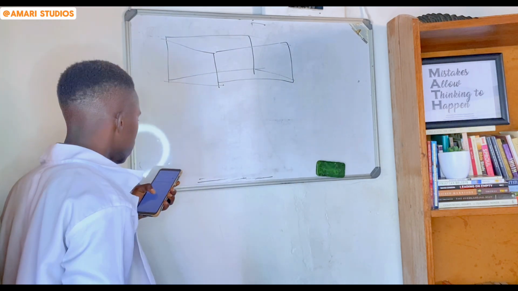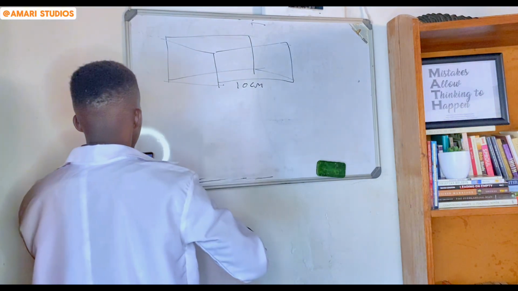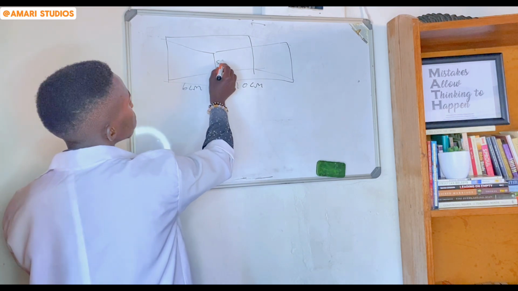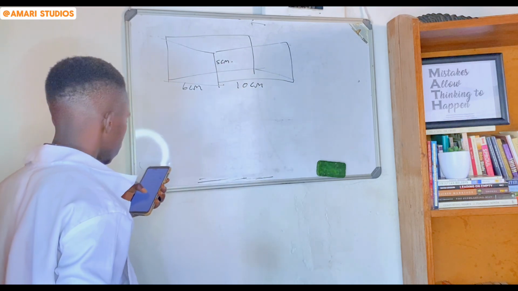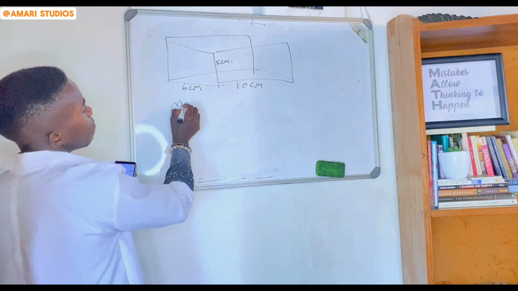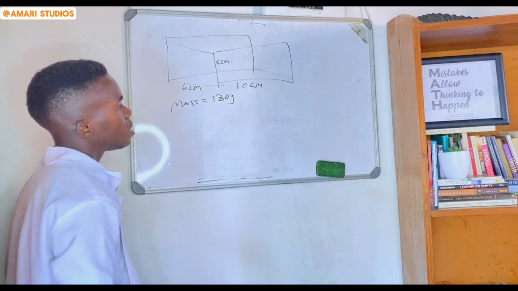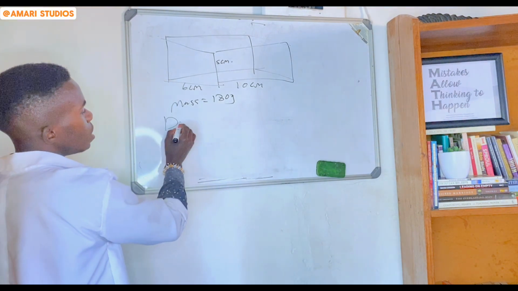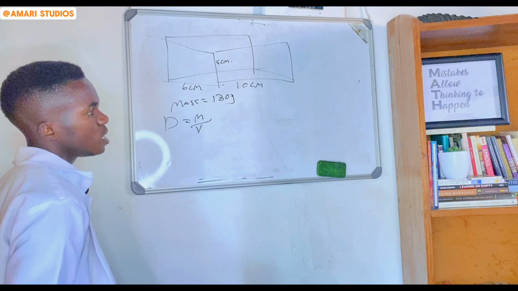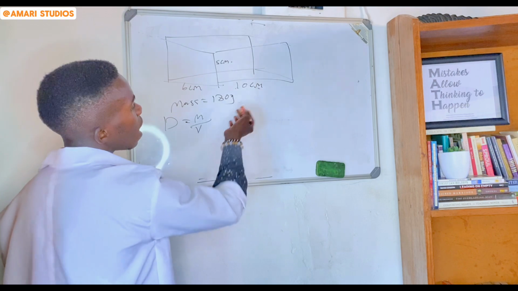The question is saying the diagram below shows a rectangular block of length 10 centimeters, breadth 6 centimeters, then lastly the height 5 centimeters. Given that the mass of the block is 180 grams, find its density. For you to find the density, you're going to use the formula: density is equal to mass over volume. But in our question, they did not give us the volume, but they have given us the breadth, the length, and the height.